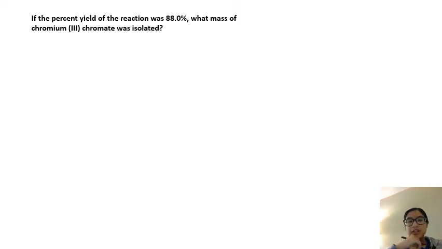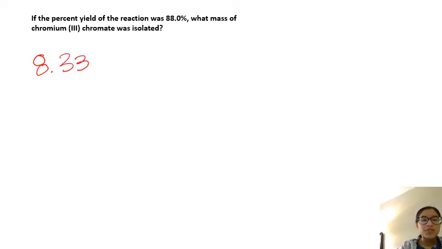Alright, so percent yield of the reaction is 88%. What mass of chromium 3 chromate was isolated? Alright, so we just calculated out that in theory, we should be getting 8.33 grams. But in lab, things go wrong. So what this is telling you here, the percent yield of the reaction, is telling you that we only got 88% of what we expected to get. So in theory, if everything was perfect, we were absolutely awesome with all our techniques, and so forth, the maximum we could ever get would be 8.33 grams. But what the percent yield is telling us is that we only got 88% of that.